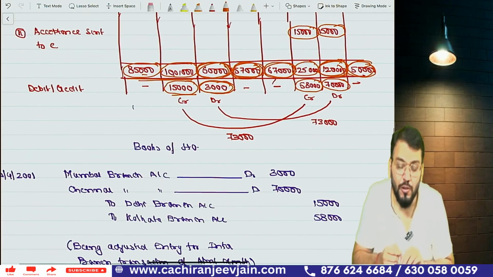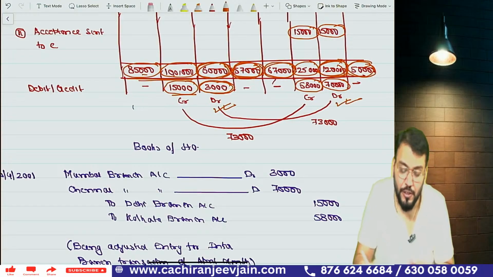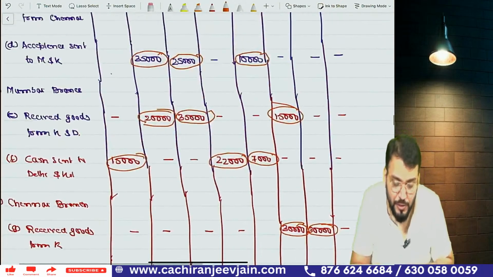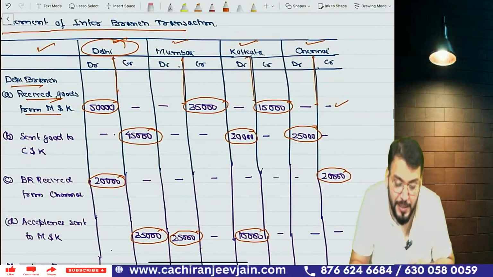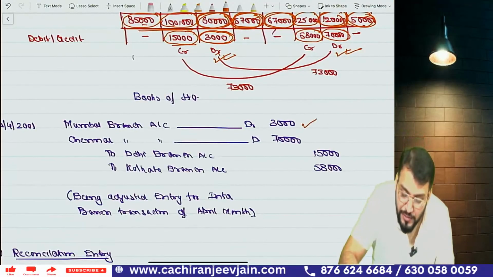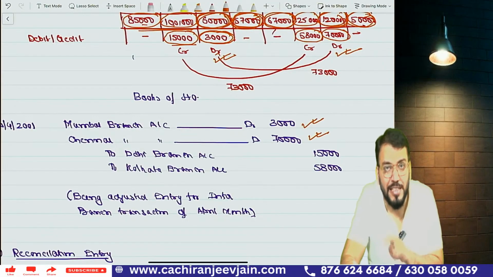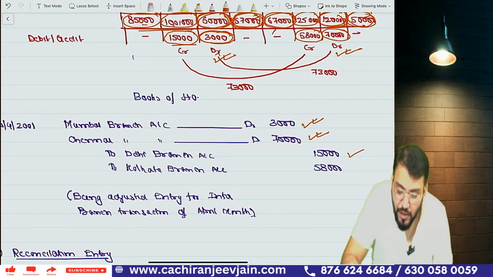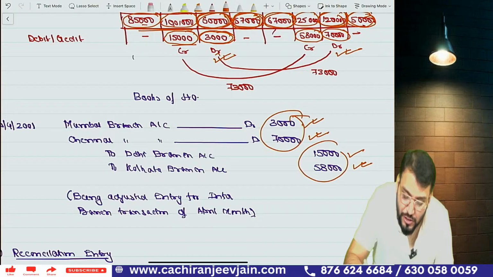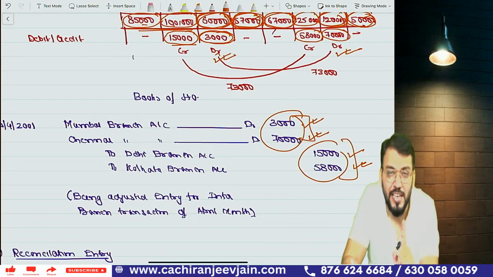So you can see which account is debited. Mumbai will be debited and Chennai will be debited. So what journal entry we have done? Mumbai branch account debit, Chennai branch account debit, and the other two accounts will be credited. Delhi branch account credit and Kolkata branch credit with the respective amount, and this total will be the same.